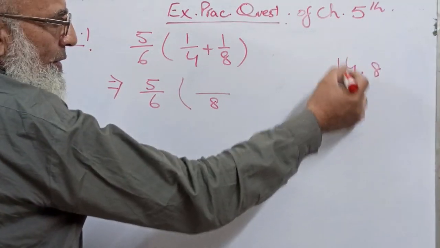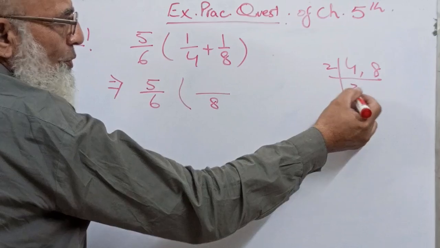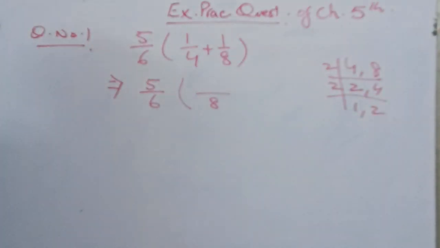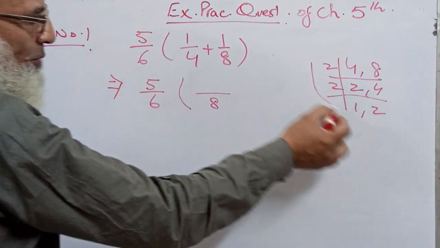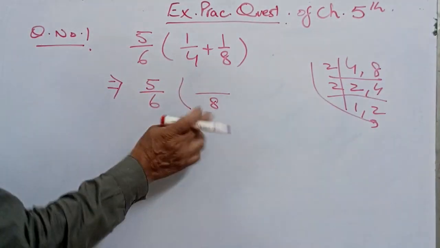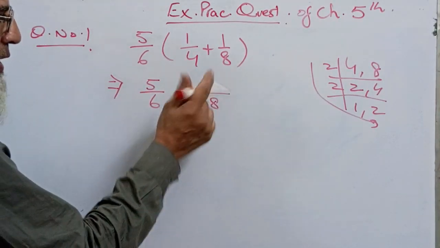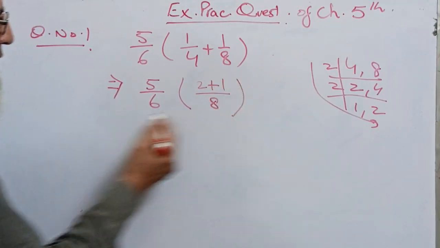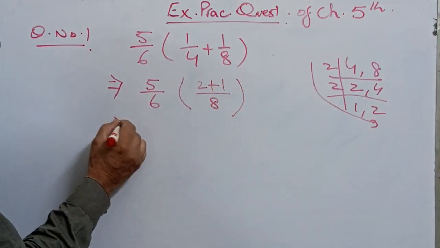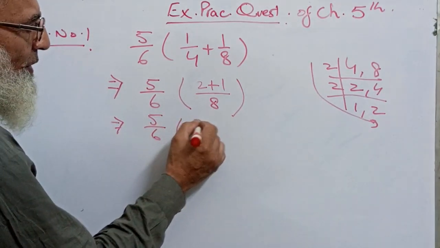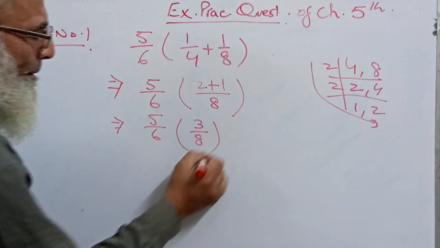4, 8, that is 2, 2, 4, and 2, 1 times 2, 2 times. You see that it comes to 8. 2, 2 times 4, and 4, 2 times 8. And now 4, 2 times 8, and 2 will come over here, and plus 1 will come over here. Next step, 5 upon 6, and this will be 3 upon 8.